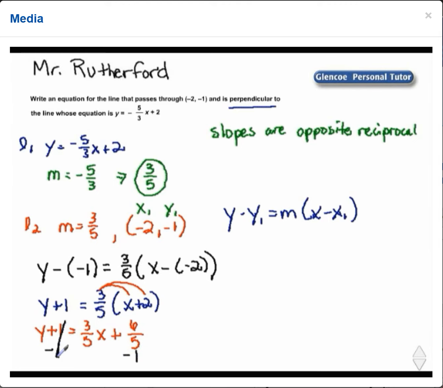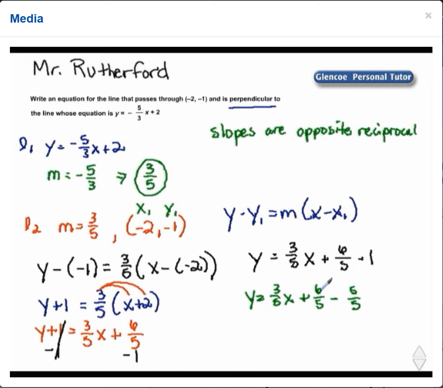So the 1's on the left will cancel. So now we have y = 3/5 x + 6/5 - 1. Now notice here we need to have a common denominator in order to subtract 1 from 6/5. So we're going to have y = 3/5 x + 6/5 - , I can change the 1 to 5/5, so we have a common denominator of 5.